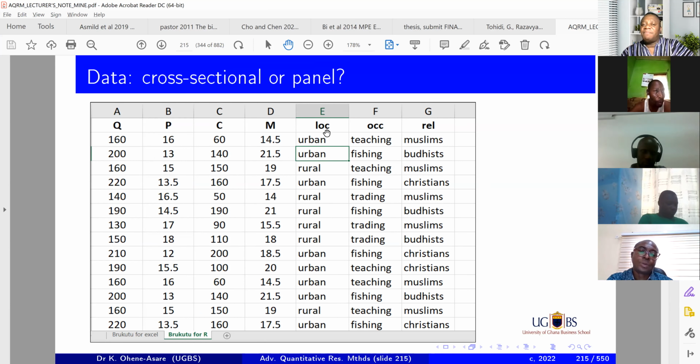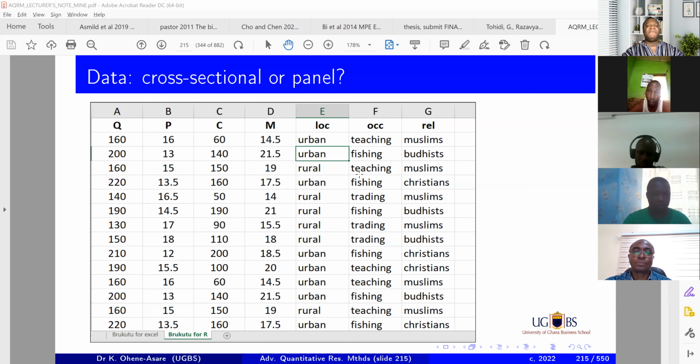The demand is also affected by the location of the shop, and there are two levels of location: urban and rural. The occupation of the people also affects the results. There are three kinds of occupation: teaching, fishing, and trading. And then the demand is also affected by the religion. So you can see the nature of the data set.